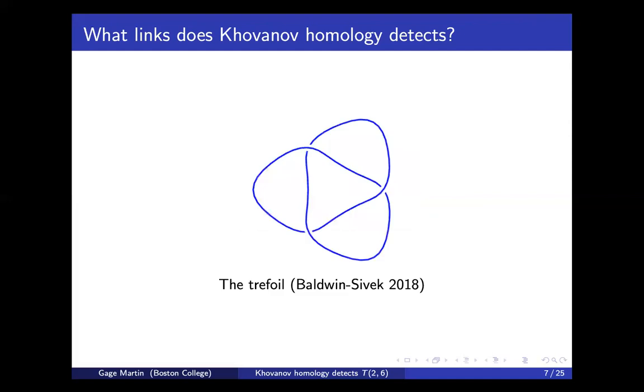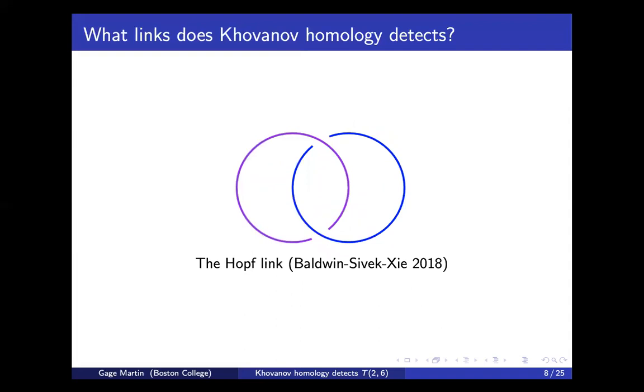Since this work, Baldwin and Sivak have shown that Khovanov homology detects the trefoil. This is, as of recording, the only other knot known to be detected by Khovanov homology besides the unknot. And so the links we'll see will be built with components that are unknots and trefoils. The first such link: Baldwin, Sivak, and G have shown that Khovanov homology detects the Hopf link.